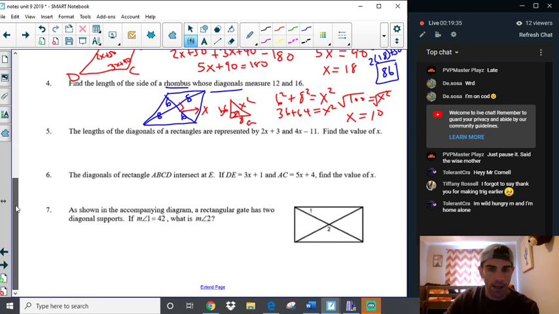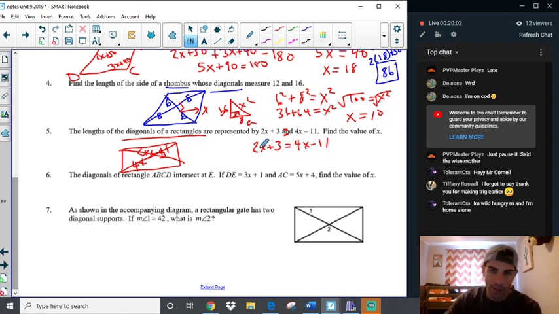Okay, 5. The lengths of the diagonals of a rectangle. So now we're talking about our rectangle rules. And what I know about these diagonals is that they are congruent. They are represented by 2x plus 3 and 4x minus 11. So the entire thing is 2x plus 3. The entire thing is 4x minus 11. It does not matter. Diagonals are congruent. So 2x plus 3 equals 4x minus 11.